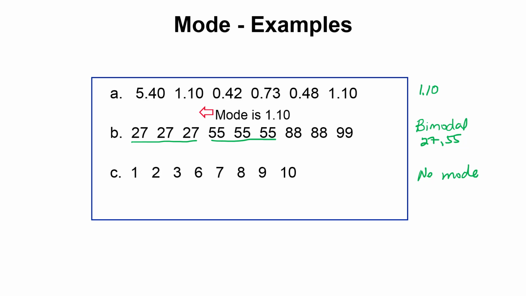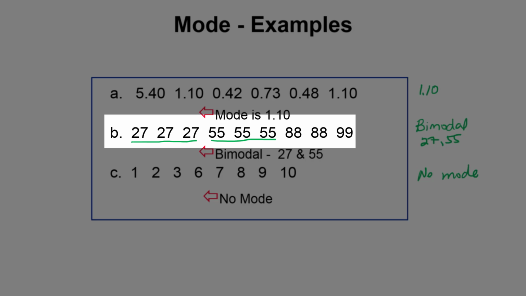So in B, if it was 3 88s, then it would be multimodal, right? That's correct. If, say, there was an 88 instead of a 99 there, it would be multimodal.